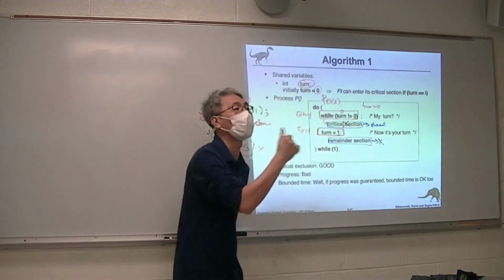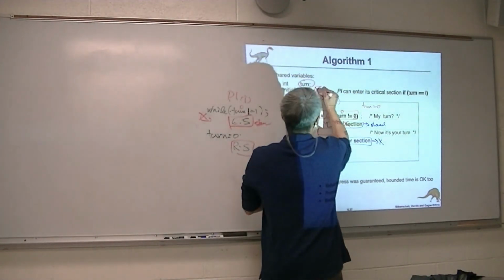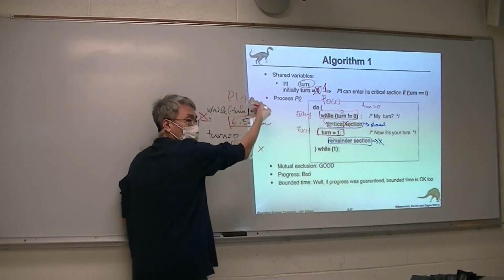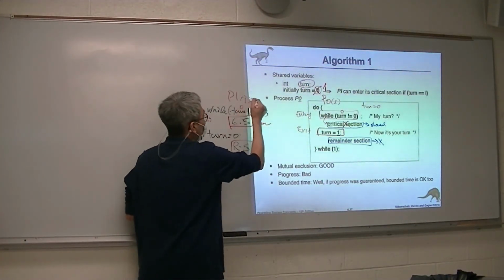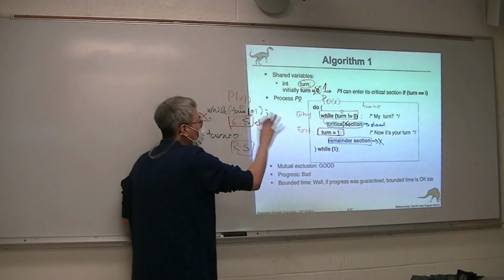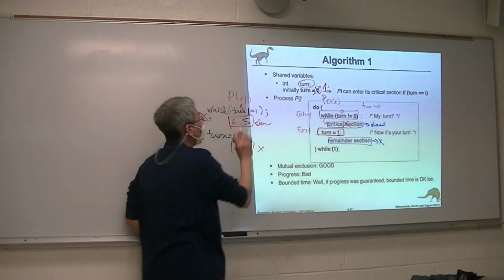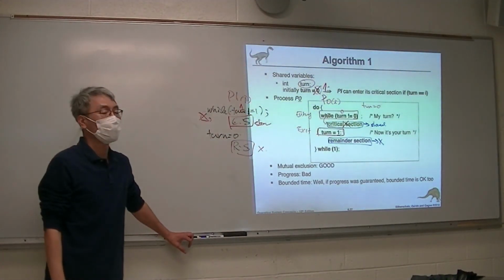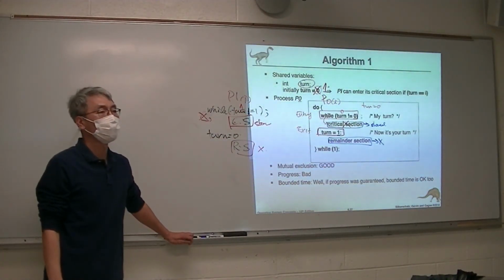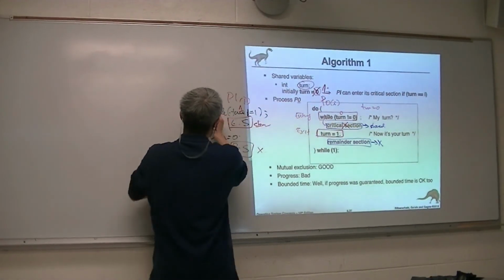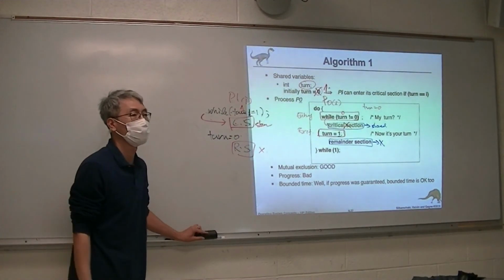Time is 1. So time right now is 1. Then this keeps checking. Time is equal to, it's not 1, it's not 1. Then finally, once this one is changed, is it true or false? That's false. Then it can move into the critical section.